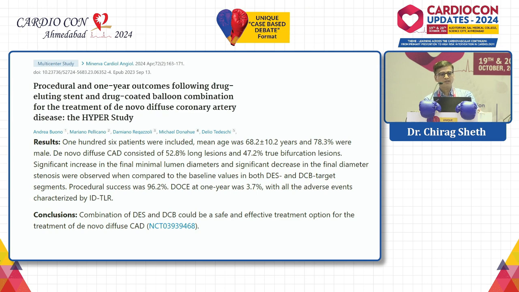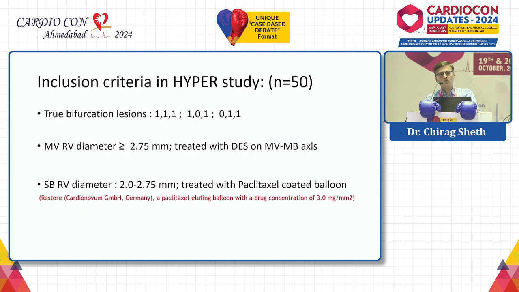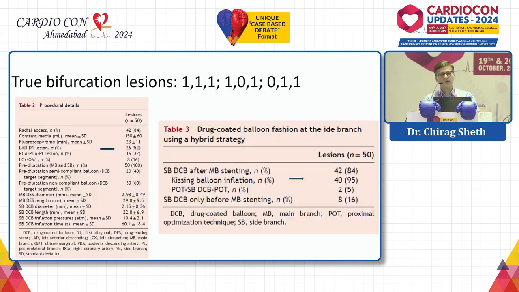They have published data in the HYPER study, 106 patients with diffuse disease or bifurcation disease, out of which 50 patients who had a bifurcation disease have been analyzed. The study had true bifurcation lesions, 111, 101, 011. Main vessel reference diameter more than 2.75, side branch between 2 and 2.75. So the main vessel got a drug-eluting stent, whereas the side branch electively got a paclitaxel-eluting drug-coated balloon. What is important is that pre-dilatation was mandatory before drug-coated balloon dilatation, and balloon to vessel ratio was 0.8 to 1, using either a semi-compliant or non-compliant balloon according to local practice.